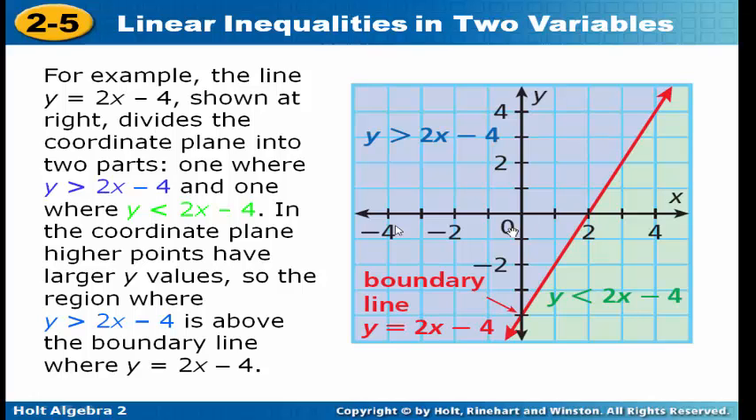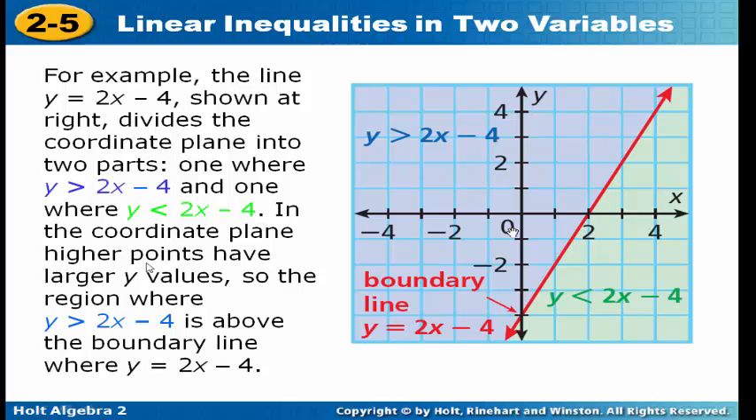Or where y is greater than 2x minus 4, and one where y is smaller than 2x minus 4. This part is y smaller than 2x minus 4, and this part is y greater than 2x minus 4, and this line, the boundary line, is y equals 2x minus 4. So now we have the line y equals 2x minus 4. Underneath the line, y is smaller than 2x minus 4, and above the line, y is greater than 2x minus 4.